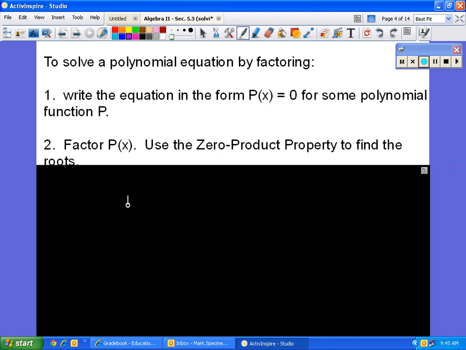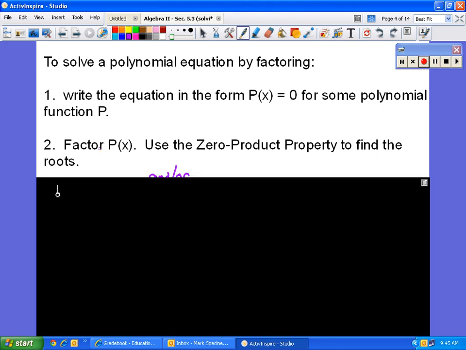Zero product property is maybe a term that's unfamiliar, but the operation of it is not, or should not be, I should say. And you'll see once we go over it, you'll say, oh, okay, that's the zero product property. Wouldn't worry about whether you know that it's called the zero product property or not. So we have two steps. First step, we're going to write our equation in this form. In other words, our equation is going to be set equal to 0. And then secondly, we're going to factor and then use the zero product property to find the roots. The roots are simply the solutions. So I guess it's really a three-step process.